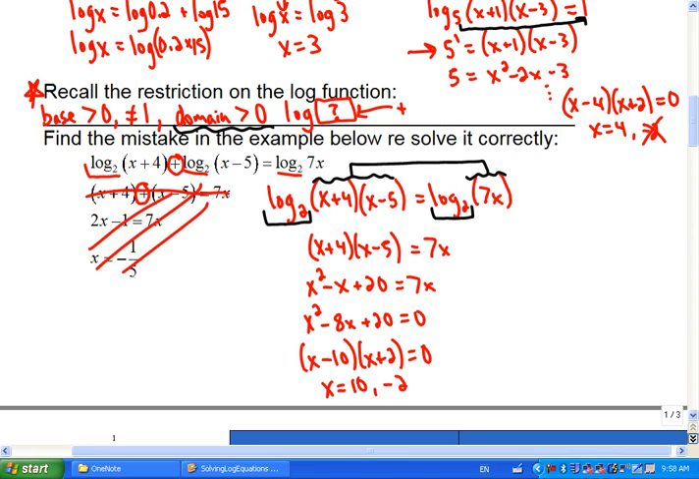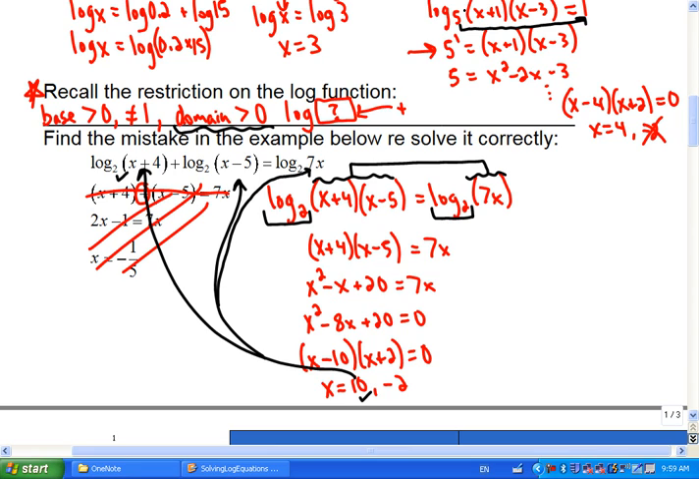We have to go back to where we started and say, do these answers make sense? So for example, does 10 make sense if I substitute it in here? Yep, it's okay. 10 plus 4 is 14, no problems. Does it make sense if I substitute it in there? 10 minus 5, yep, still positive, no problems. And finally, if I substitute it in there, no problems. 10 times 7 is positive, it's 70, so 10 will work.